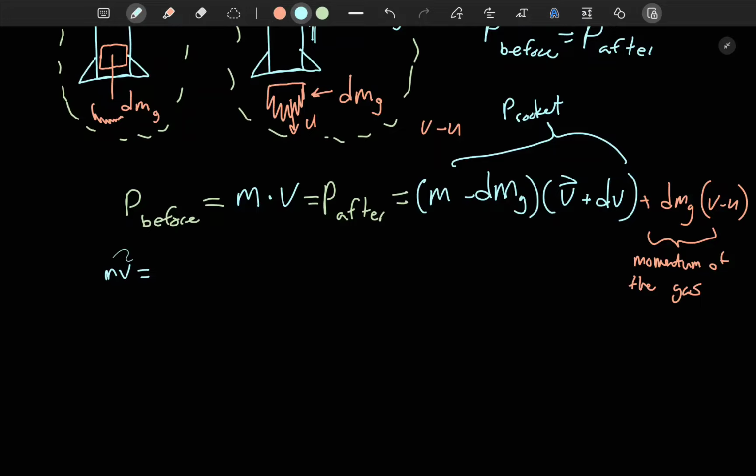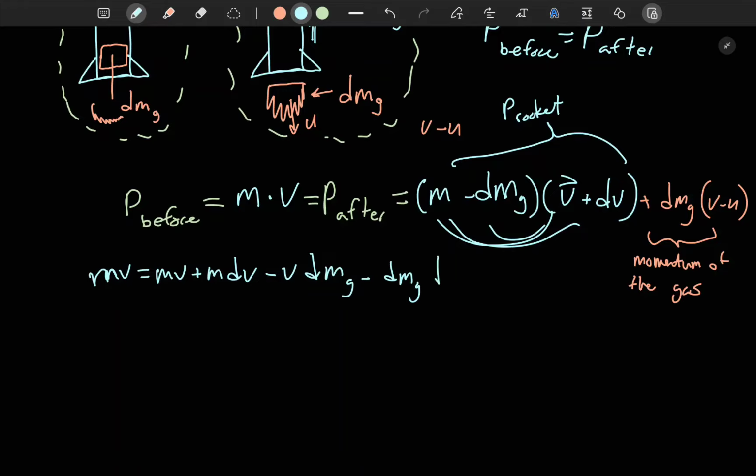So if we have mv, if we start multiplying, we have mv right here. Those will nicely cancel in a second. We have plus m dv, and then minus v dmg, and then minus dmg dv. So that's the momentum of the rocket expanded. But we also have to figure out the gas's momentum expanded out. So we're going to have v dmg minus u dmg.